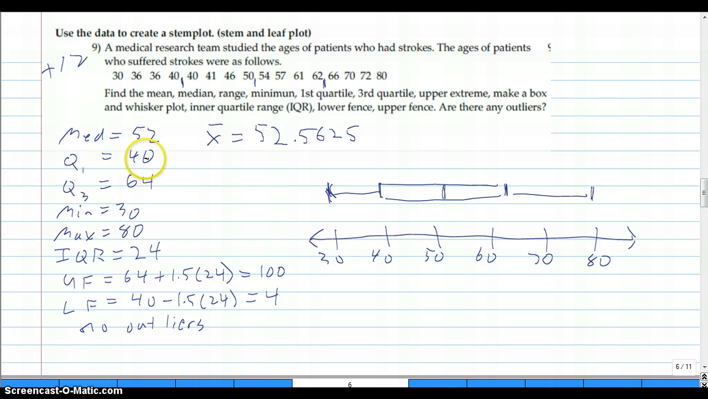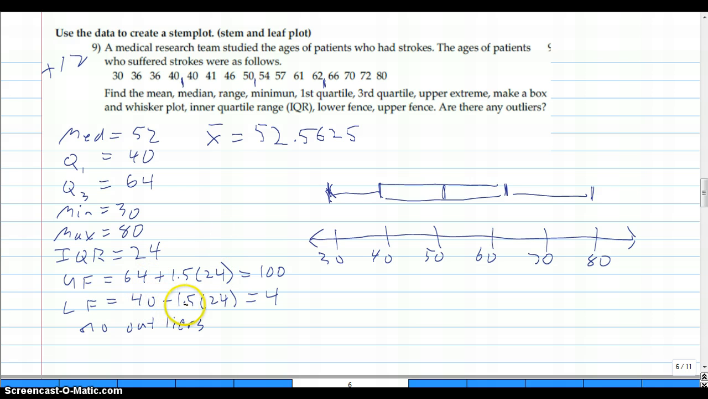The interquartile range, the difference between 64 and 40, is 24. The upper fence is found by quartile 3 plus 1.5 of these interquartile ranges. So that goes up to 100, so there are no outliers on the top end since the high score is 80. And the lower fence is 40 minus that same number.